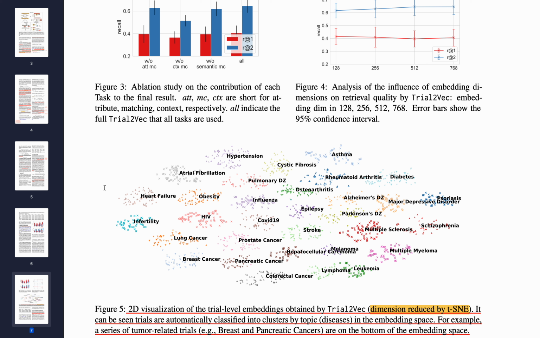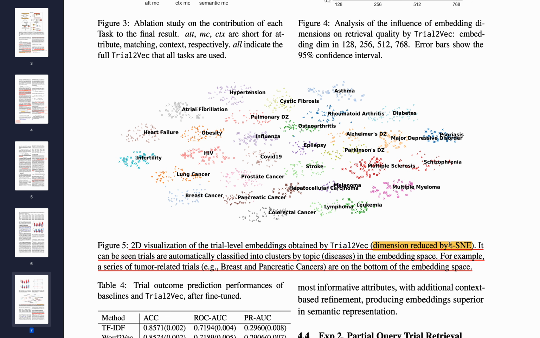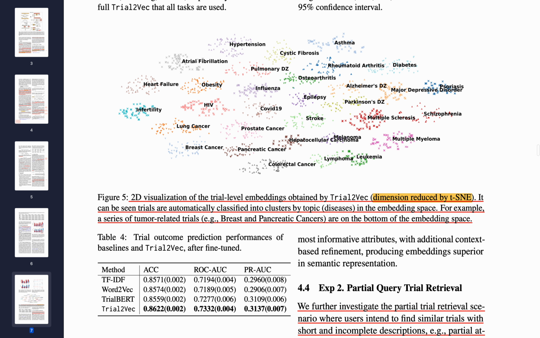As a result, we try to project it into two-dimensional space using techniques like t-SNE, and that's what they have done. And interestingly, it creates these clusters which are heavily influenced by indications or disease, which is one of the attributes of trial metadata.